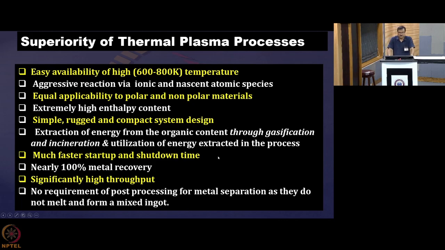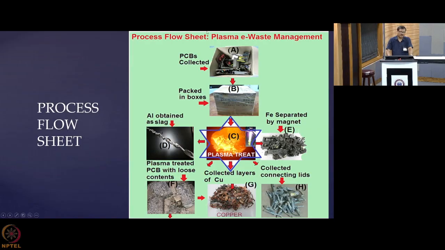Then extraction of energy from organic content through gasification, incineration and utilization of energy extracted in the process. Much faster startup and shutdown time, nearly 100% metal recovery, significantly high throughput, no requirement of post-processing of metal separation as they do not melt and form a mixed ingot. So, these are some of the advantages of thermal plasma processes in the waste management sector, and what you are seeing here is the extraction of metals from the PCBs, the electronic waste. What I was telling is that it is urban mining.